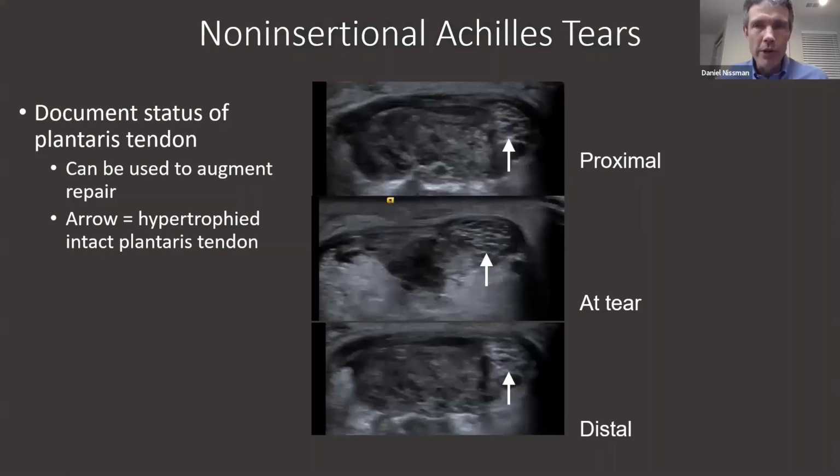One of the important things to document is the status of the plantaris tendon. It is important to note because it can be used to augment a repair. So here we're at three levels: proximal, at the tear, and distal. You can see there's no identifiable tendon substance here. And then we have this thickened structure right here, and that represents a hypertrophied intact plantaris tendon.